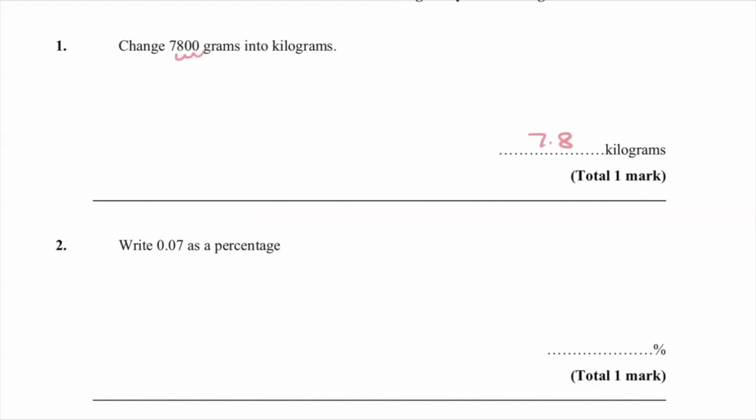Okay, right, 0.07 is a percentage. Now, to write a decimal as a percentage, it's useful to see it as a fraction first. So we've got units, tens, and hundreds. 7 is in the hundreds column, and percentage means out of 100. So we've got it straight away, and it's 7%.